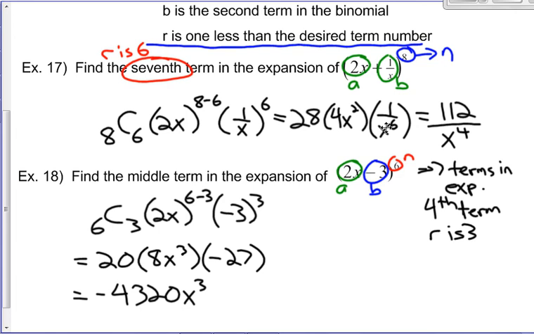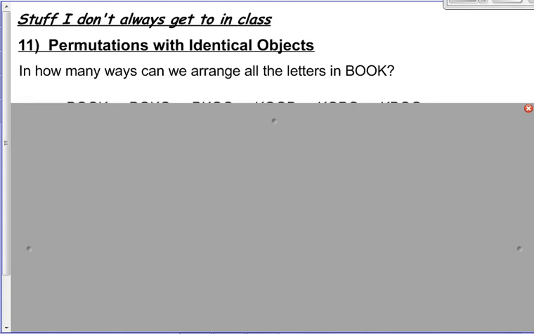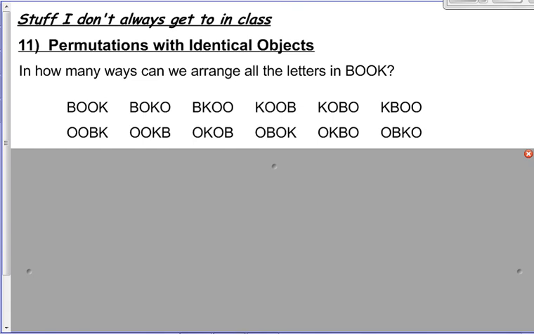That gets us to the end of where I usually get to in class. But here's the other stuff that's in the chapter if you're interested. So let's say we want the number of ways that you can arrange something that has identical objects. So if you have 10 different people in a line, it's no problem. But if you had all the letters in the word book, you've got identical O's. I can't tell them apart. And when we did permutations earlier, we said we needed non-identical objects. Here's what happens when you have some identical objects.